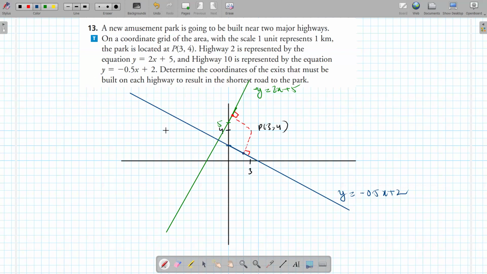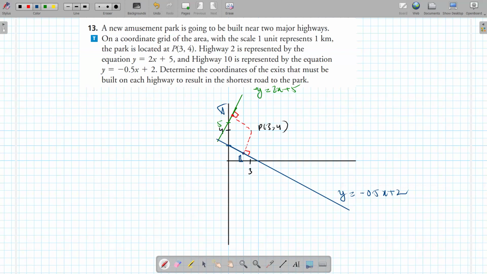And that will be the shortest distance. We don't have to find the distance itself, but we do need to find where the point is. So we don't really need most of these. All right, let's focus on this. I'm gonna call that point A. I'm gonna call this point B.